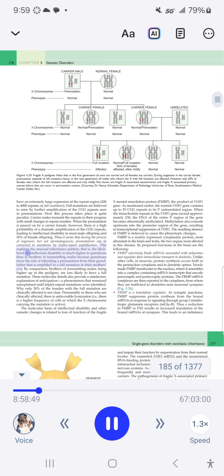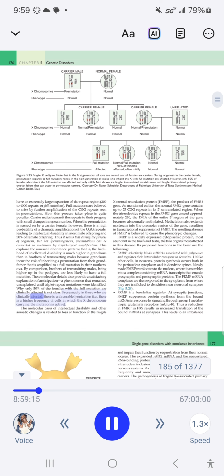That is, the likelihood of intellectual disability is much higher in grandsons than in brothers of transmitting males because grandsons incur the risk of inheriting a premutation from their grandfather that is amplified to a full mutation in their mother's ova. By comparison, brothers of transmitting males, being higher up in the pedigree, are less likely to have a full mutation. These molecular details also provide a satisfactory explanation of anticipation, a phenomenon that remained unexplained until triplet repeat mutations were identified. Why only 50% of the females with the full mutation are clinically affected is not clear.